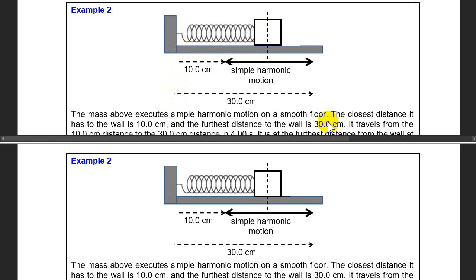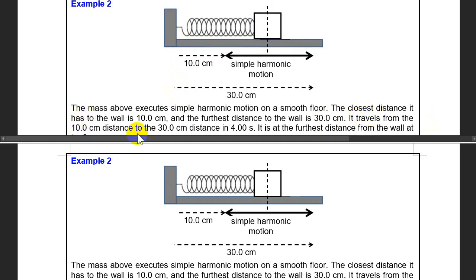Okay, then we are also told that to travel from the 10 cm distance, that means from here to the 30 cm distance, from here to here is 4 seconds. But we also know that from here back to here is also 4 seconds. So from here to here 4 seconds, back again is 4 seconds. That is one cycle, 8 seconds.